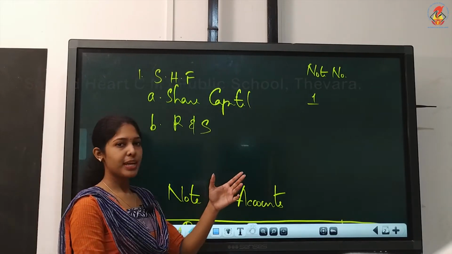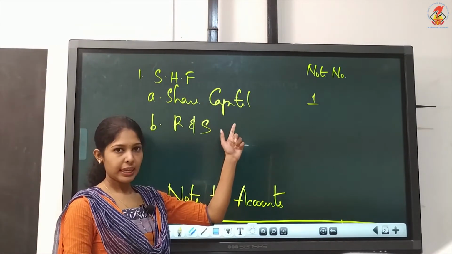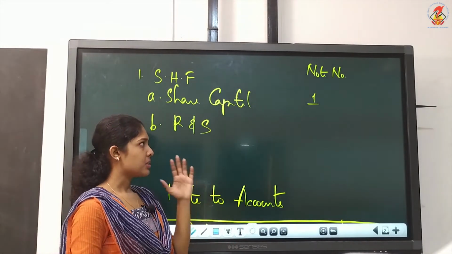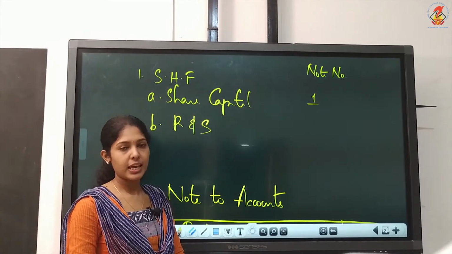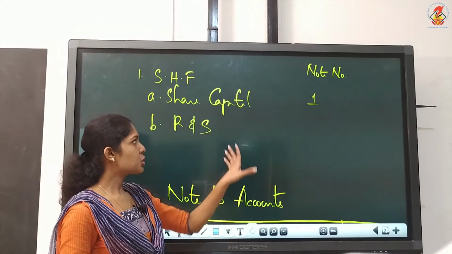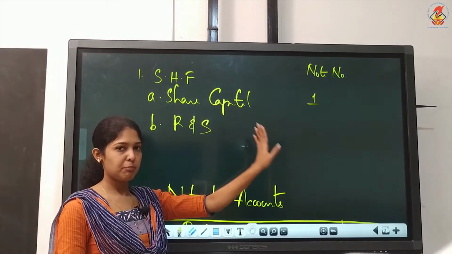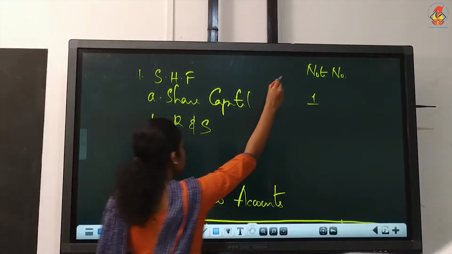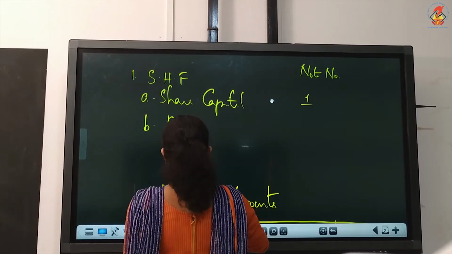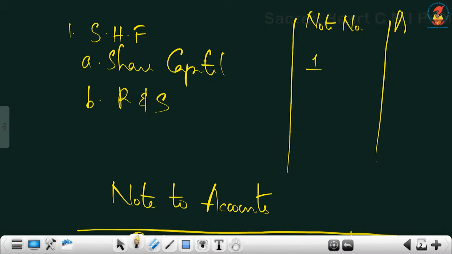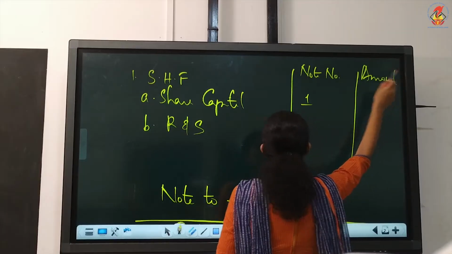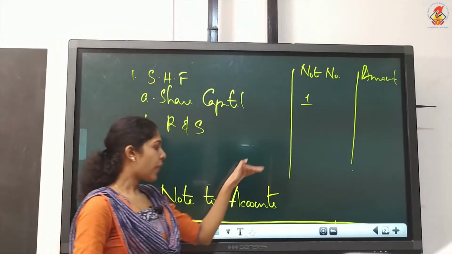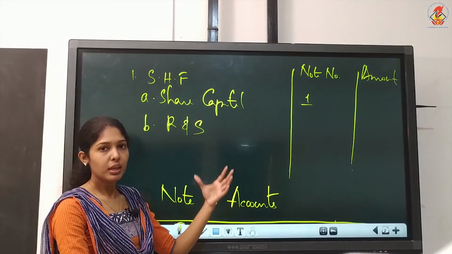Usually in this chapter they will be asking you to show how share capital would appear in the balance sheet. That will be the usual question. Sometimes they will be asking you to do the entire balance sheet also, but rarely only. The usual question will be how share capital would appear in the balance sheet. So this is what you have to show. This is the format, that is particulars, note number and amount. That is the format of the balance sheet. Then for share capital you wrote note number 1, and the amount we can't write now. For that you have to do note to accounts, the working note.